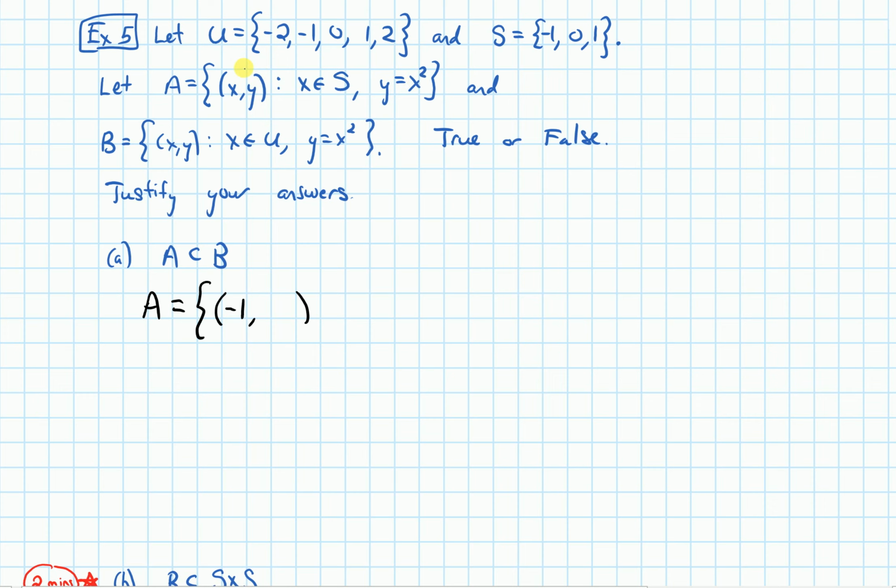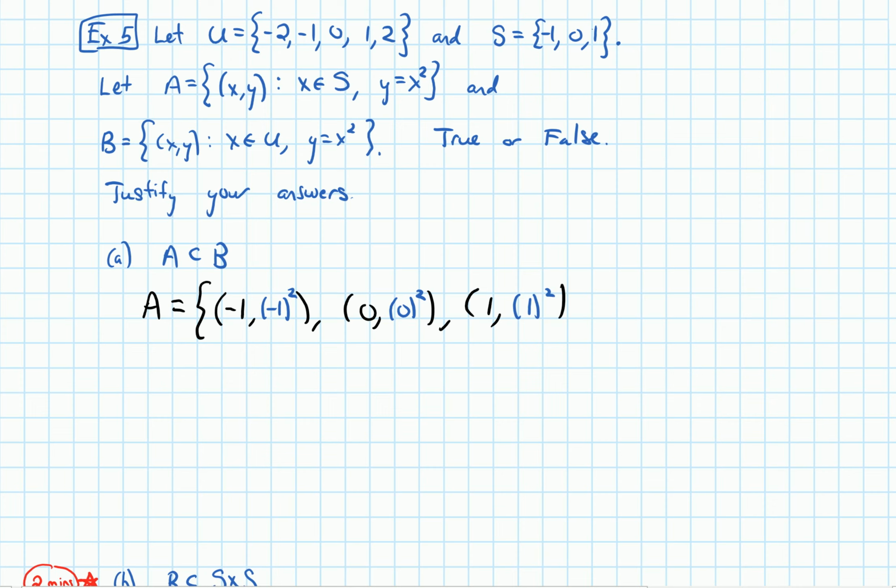The rule says that y needs to be whatever x is squared. So it's going to be that -1 being squared. Then I move on to the next choice for x. The next possibility for x is 0. And if it was 0, then y is that thing squared, it's 0 squared. One more possibility: x could also be 1. That's the last element of S. And then y is going to be 1 squared, because that's the rule.